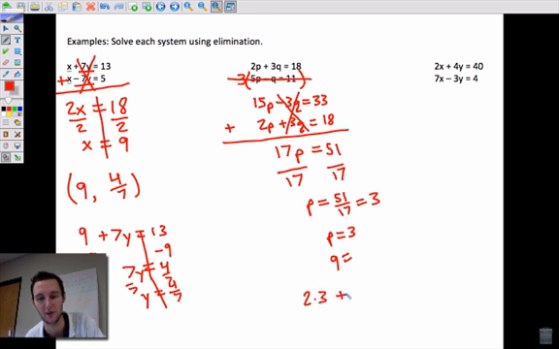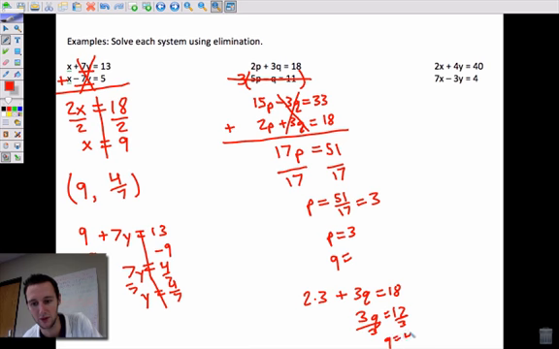2 times 3 plus 3q equals 18. So I've got a 6 over here. Subtract 6 from both sides and I'll get 3q equals 12. And divide them both by 3. And q equals 4. So we've got p equals 3, q equals 4.